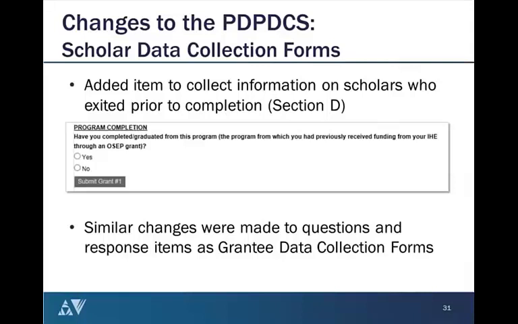An item was also added to the end of Section D within the scholar record to collect information on scholars who exited their programs prior to completion. This information will greatly improve the department's understanding of why scholars may leave their programs early and potentially improve guidance or regulations related to programs. If yes is selected, the grantee will be prompted that the date will be added.